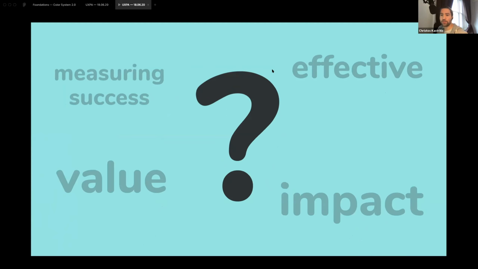I'm sure a lot of people who have joined this talk, like myself, have lots of questions around how can we bring value? Where do you start with measuring success? How can we be effective, or how can we bring the most impact? I think all those words are kind of the same, right?